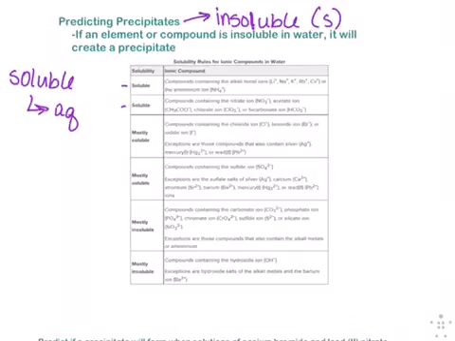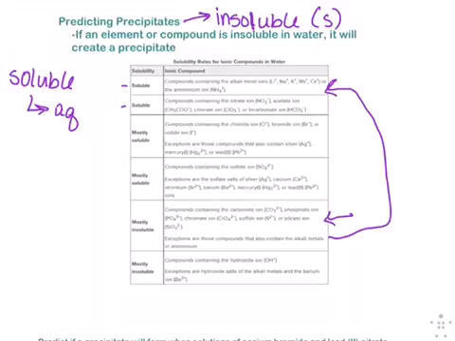However, this would be an exception if there's silver, calcium, strontium, barium, mercury, or lead with that sulfate. And then your insolubles. Compounds that contain the carbonate ion, phosphate ion, chromate, sulfide, and silicate ions. Exceptions are those compounds that also contain an alkali metal or ammonium. So if any of these are combined with any of these, it makes them soluble.